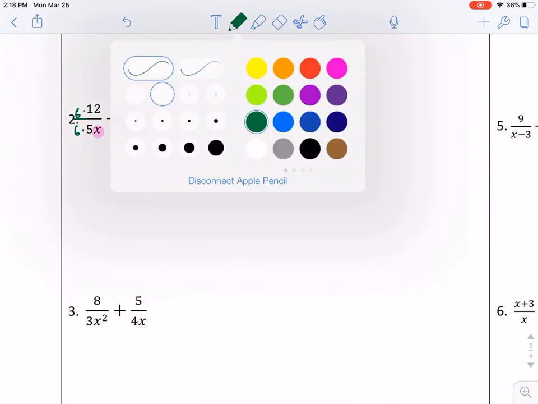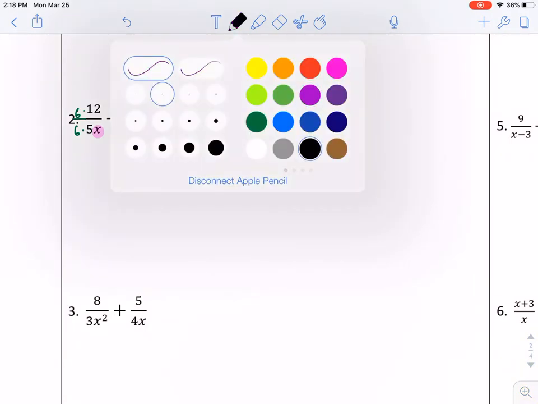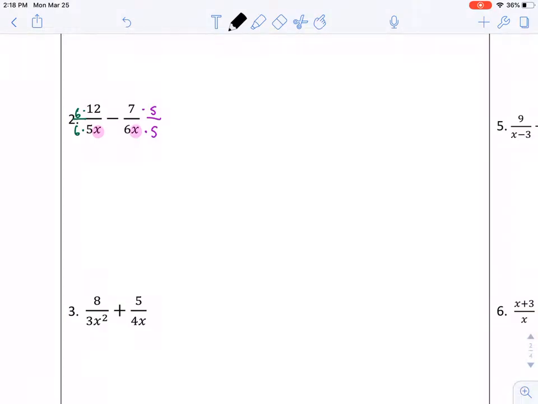Likewise, on the right side, you have 6x, but you don't have a 5 with it. So therefore, we're going to multiply that by 5. And again, we're going to multiply by that special form of 1, 5 over 5. So now we go through. 6 times 12 is 72. 6 times 5x is going to be 30x. Minus 7 times 5 is 35. Over 6x times 5, which is 30x.